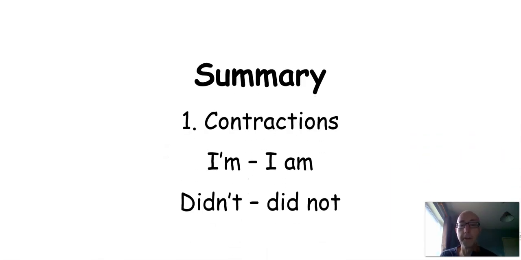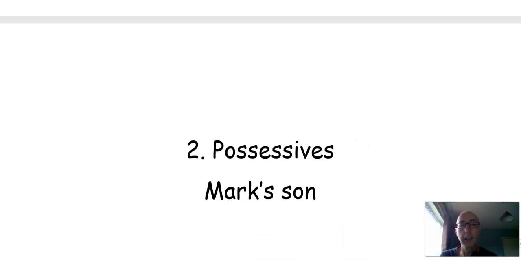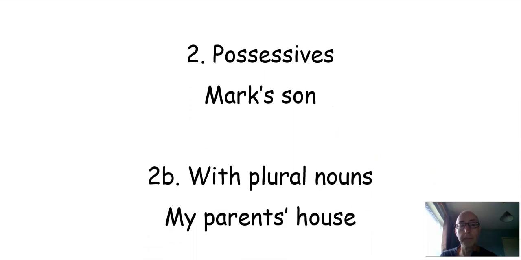So, to summarize, contractions. We use the apostrophe to show that a letter is missing. We do not use contractions in formal writing or academic writing. Possessives. Mark's son, singular. There's one Mark, apostrophe, S. That shows the son belongs to him. Plural nouns, my parents' house, the apostrophe comes after the S.